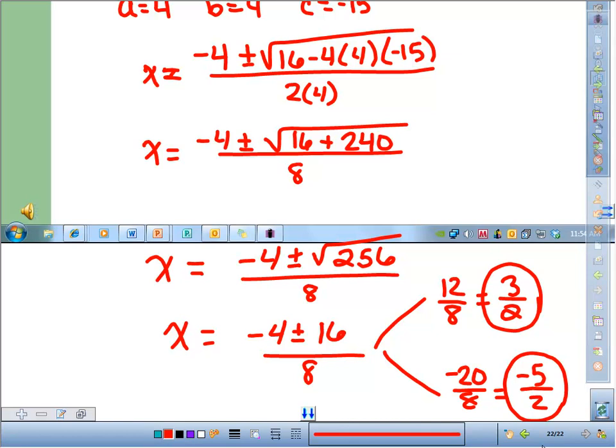All right. Always reduce your fractions. So we got 12/8, which reduced to 3/2, and we got -28, which reduced to -5/2. Right? Everybody? I'm walking around. It looks like everybody's got them, so that's a good sign.